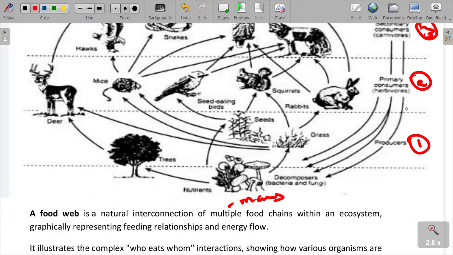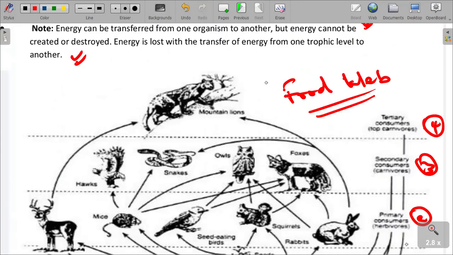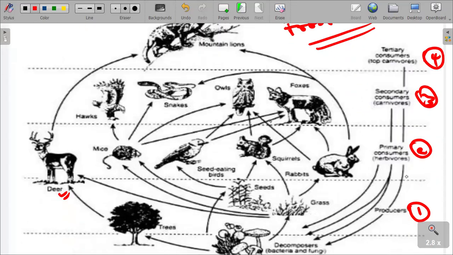So what is happening is that decomposers, the bacteria and the fungi here, are also feeding nutrients to the tree. The tree is eaten by the deer. The deer is eaten by a cheetah. A cheetah is also eating the hare here. The rabbit is also eating the grass.